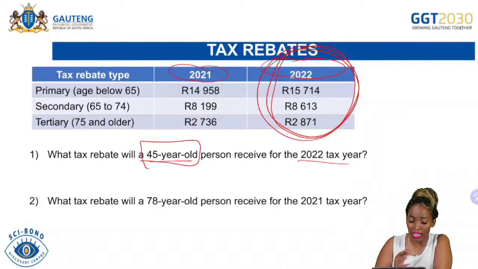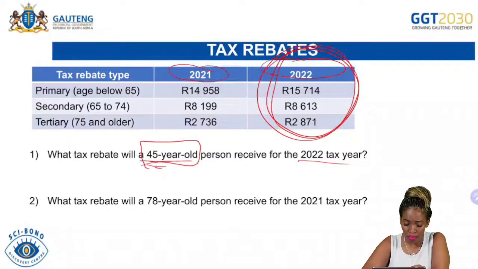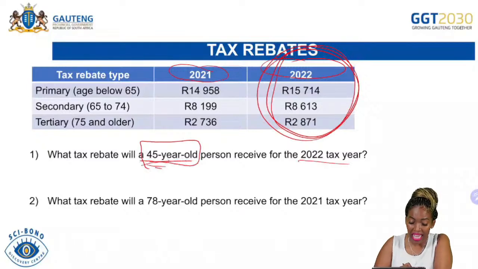Another person will say they must get primary, another one will say no, they must get secondary, another one will say no, they must get all the rebates. So to guide us, to make sure that we are relevant, we must always know the age of the person. So this one is 45. As a 45-year-old, this person will fall under the primary rebate.